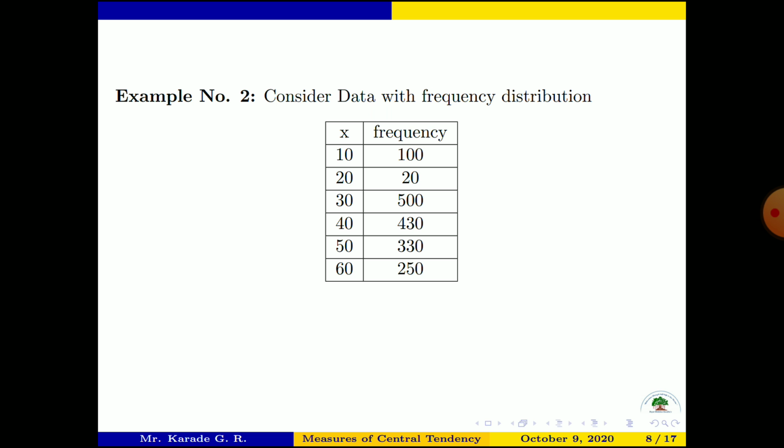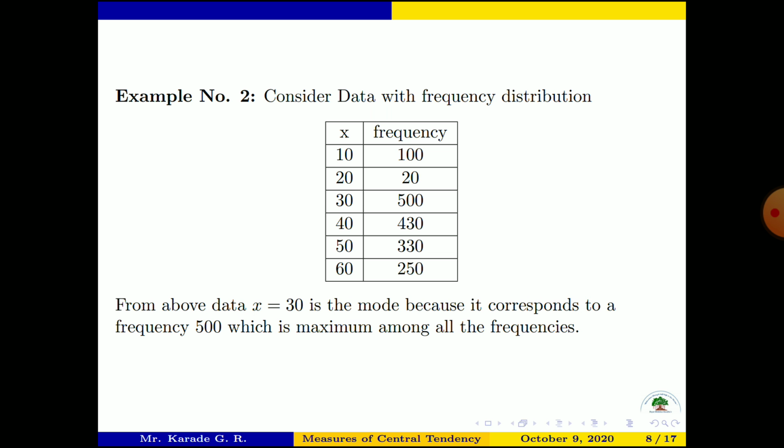So what is the maximum frequency here? Maximum frequency is 500, and it corresponds to the value x is equal to 30. Therefore x is equal to 30 is the mode of this frequency distribution, or x is equal to 30 is the mode of the given data. Okay, so we write here from above data x equal to 30 is the mode because it corresponds to a frequency 500, which is maximum among all the frequencies.